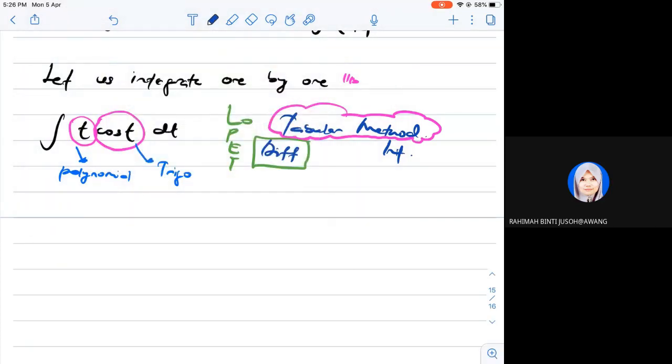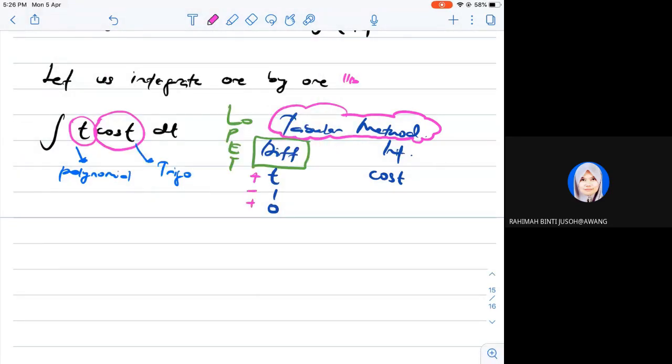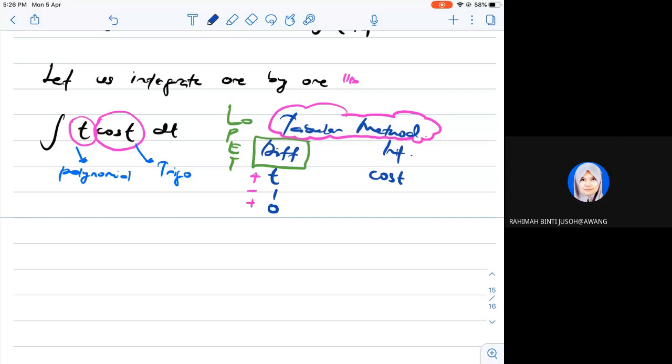So kita pun differentiate lah T. Okay, integrate kita adalah cos T. Okay, so kita kena differentiate sampai dapat 0 lah. Differentiate T, we get 1, we differentiate 1, we get 0. So don't forget to put plus, minus, plus sebelah dia. Okay, so now integrate cos T, we will get negative sin T or positive sin T? Integrate cos T, we will get sin T positive. Yes, positive. Very good. Positive sin T. Integrate positive sin T, kita akan dapat negative cos T.